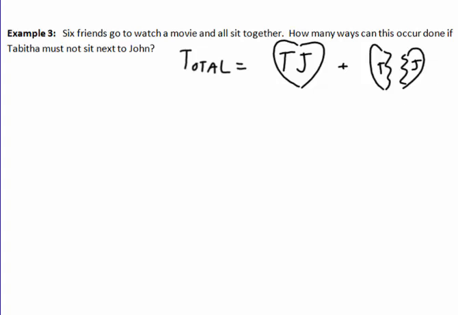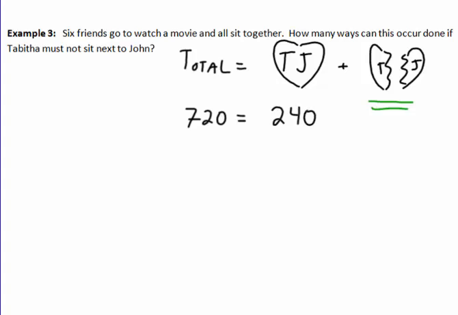And what we're trying to find is what happens if they're not together. Well, we've already found the total from example 1. There was 720 possible ways that all of the friends could sit together. Now, we calculated Tabitha and John sitting side by side.